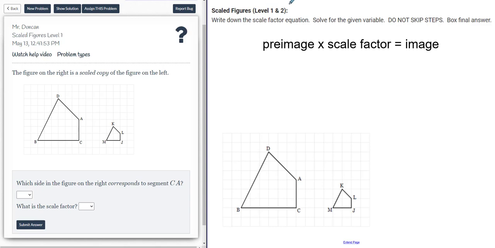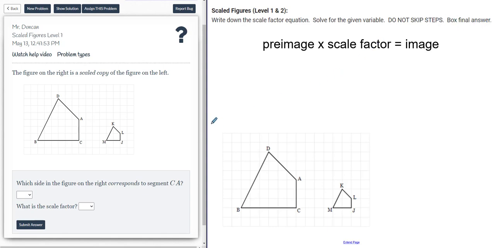Scaled figures level 1 and 2. So I'm going to give you two examples from level 1 and two from level 2. So here's level 1. Write down the scale factor equation. That's this one here. Pre-image multiplied by scale factor is equal to image. Solve for the given variable. In this case, it's always going to be the scale factor. Do not skip steps. Box final answer.